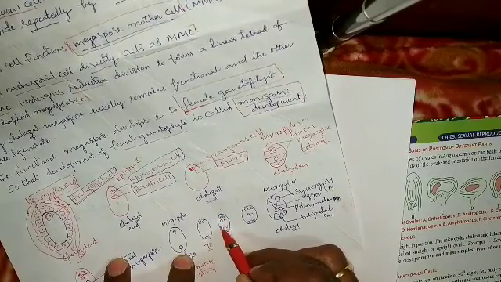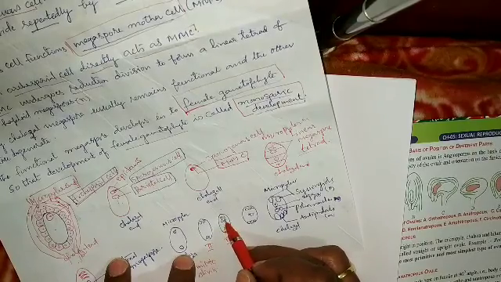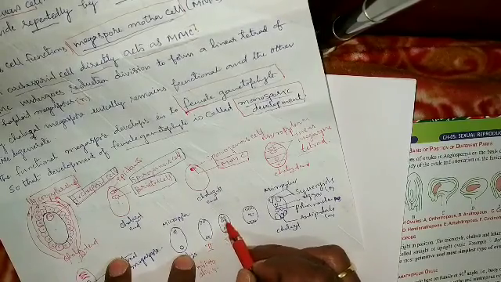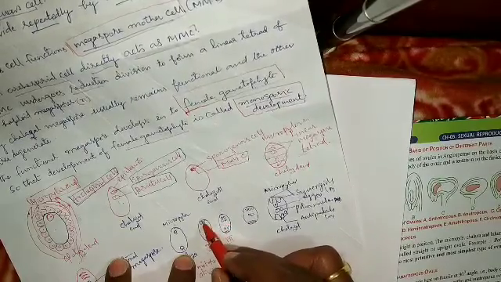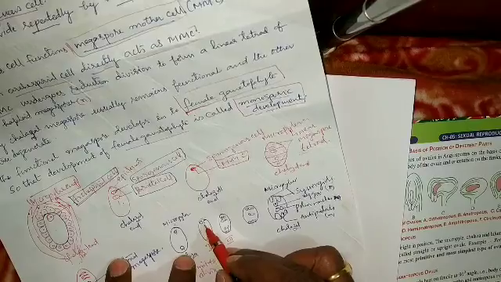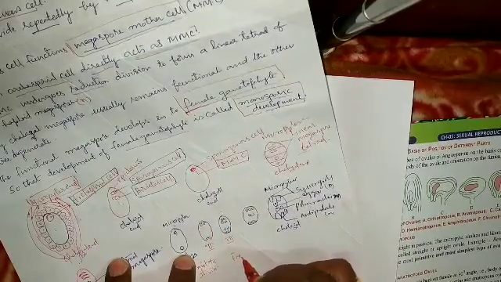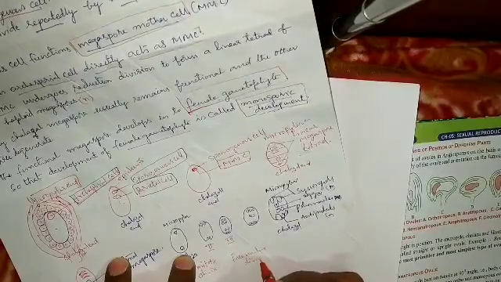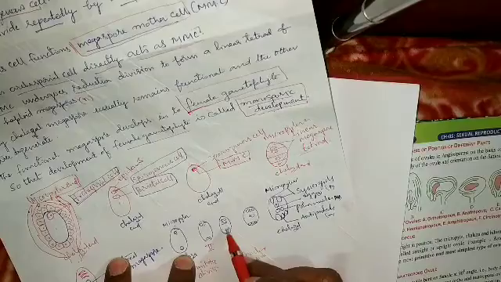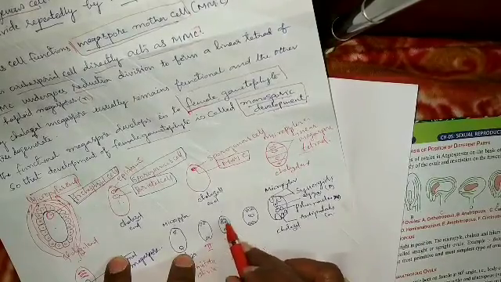In such a way, one structure containing 8 nuclei is formed. Here no cytoplasm is divided, that means cytokinesis is absent. Only karyokinesis takes place. Because of that, it is called a free nuclear division. Because of the free nuclear division and absence of cytokinesis, one structure containing 8 nuclei is formed.